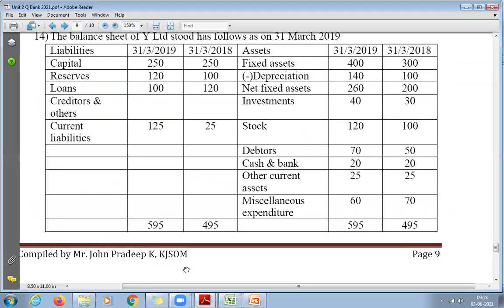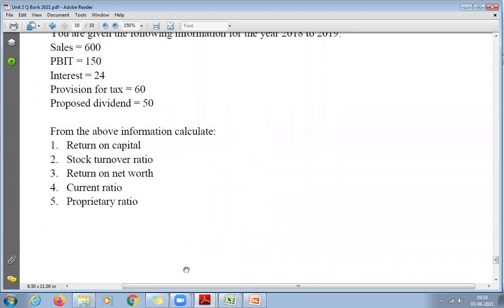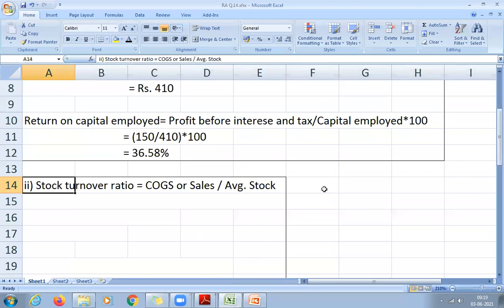What is the next ratio, students? Stock turnover ratio. I think you already know how to calculate it; we have done it many times. Quickly we'll do it. What is the formula? COGS divided by average stock, or sales divided by average stock.